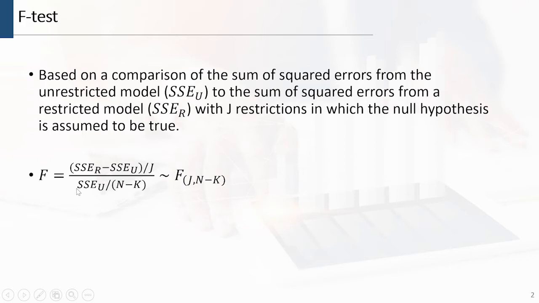Basically, it is the sum of square residual of the restricted model minus the sum of square residual, or sum of square error, of the unrestricted model, divided by J. That's in the numerator, and the whole thing is divided by the sum of square residual of the unrestricted model divided by n minus k. N minus k will be the degree of freedom of your estimation.